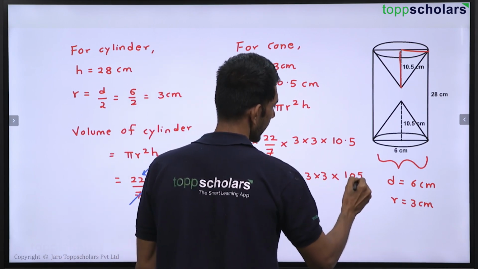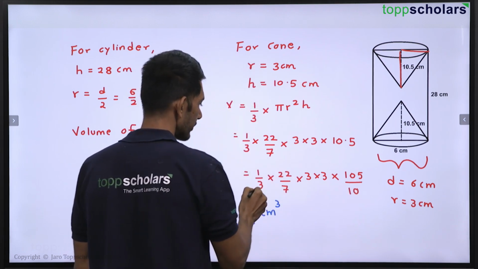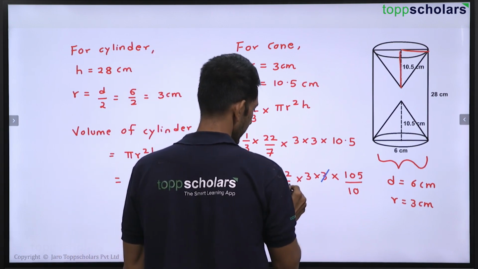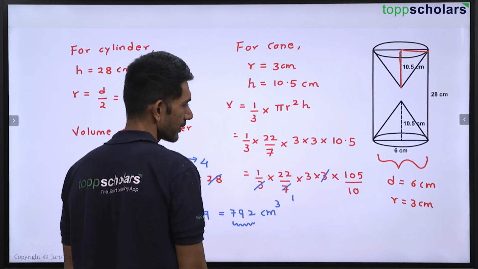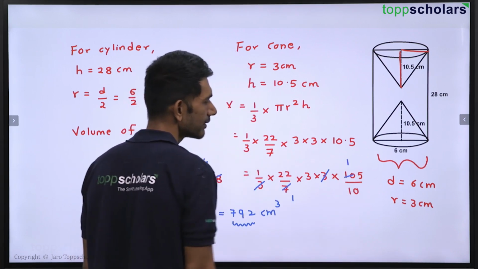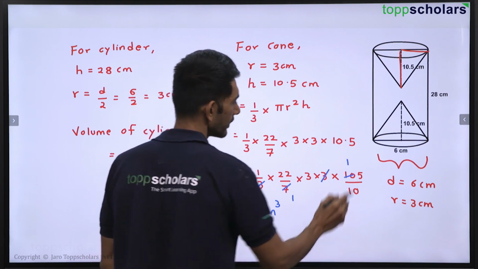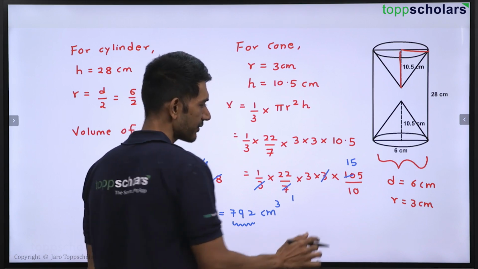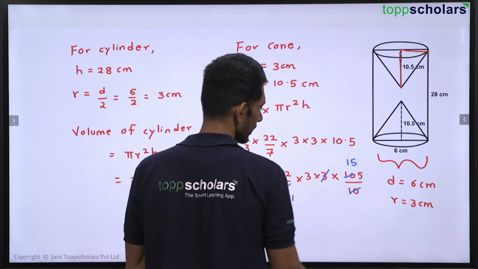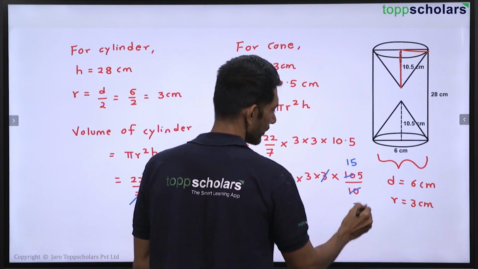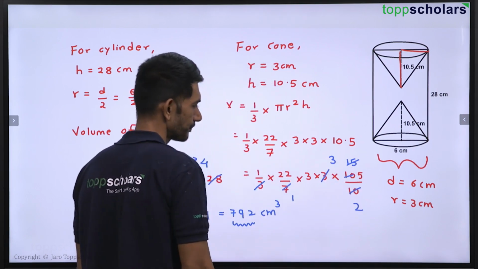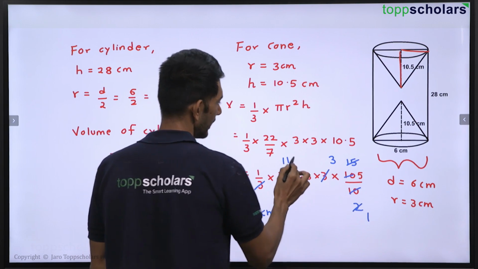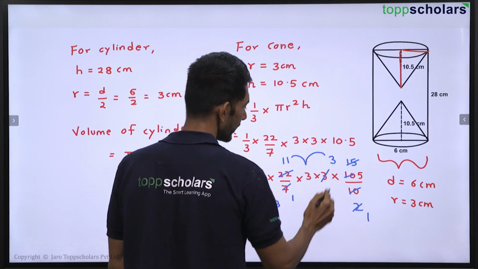So this volume is 1 by 3 into 22 by 7 into 3 into 3 into 10.5, which can be written as 105 by 10. So let's solve this. 3 gets cancelled, right? Then 7 ones are 7, 7 fives are 35, correct? 15 sevens are 105. Then 15 and 10, you can divide by 5. 5 twos are 10, 5 threes are 15. 2 ones are 2, 2 elevens are 22, 11 into 3 is 33. 33 into 3 is 99.